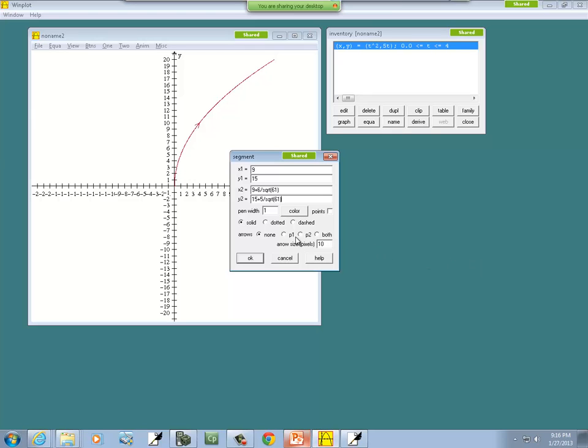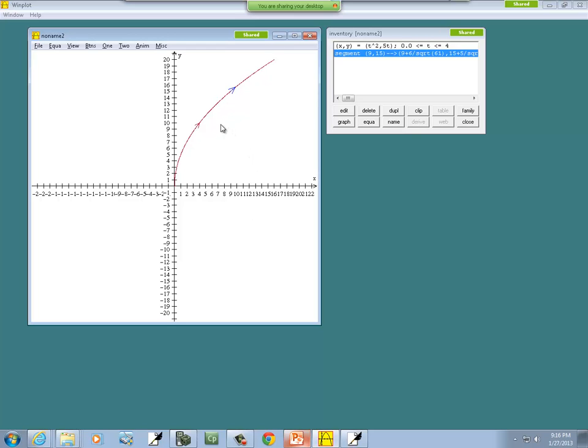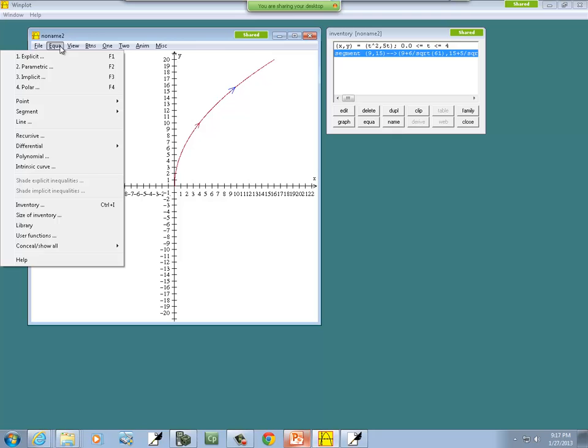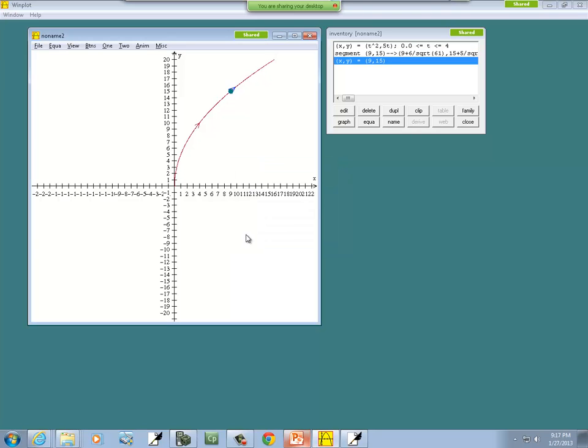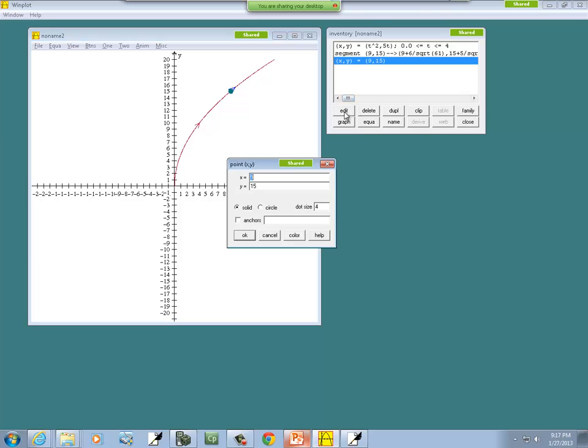Now I'm going to put an arrow where it says arrows. I'll click the P2 and I'll change my arrow size to 14. And then I'll click OK. Now let me put a point at 9, 15 so you can specifically see it. I'll choose equation, choose point, choose XY. I'll put in 9, 15. And I'll make it solid. And dot size, I'll make it 4 so you can see it. Oops, that's a little bit too big, isn't it? Let me edit that and make that 2.